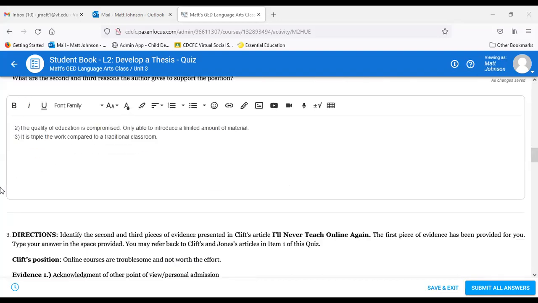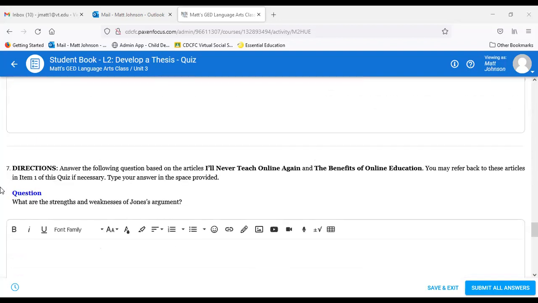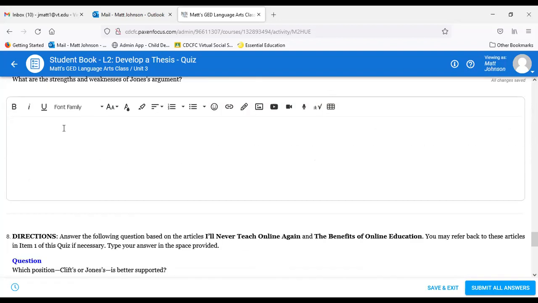So what we want to put together then, what we'll say here is Jones presents his argument. Man, I am not typing well today. By focusing on the student experience.